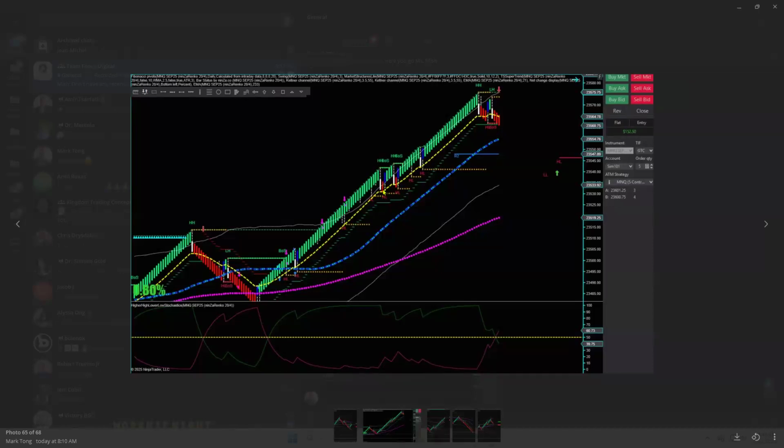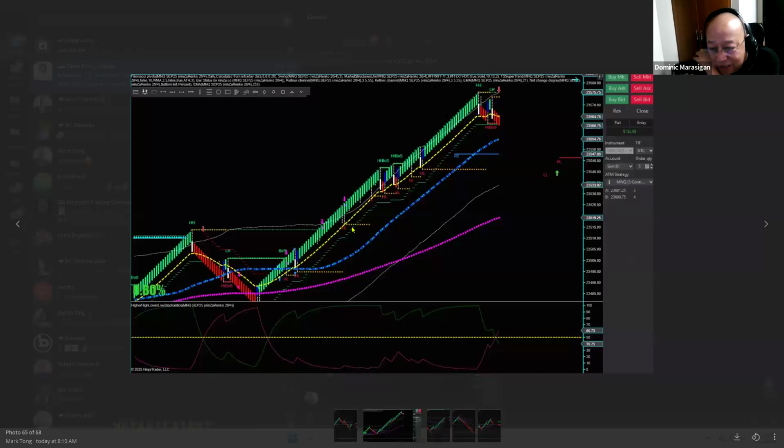Is that white dash line a pullback? That's a pullback. Oh, that's already considered a pullback. Yeah, that's a pullback. What it did was it went up, came back down, went back up. This one did the same thing. When we got up here, came down, went back up. That's what these are, pullbacks.